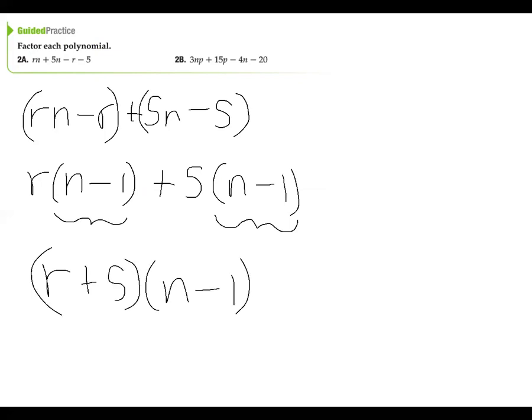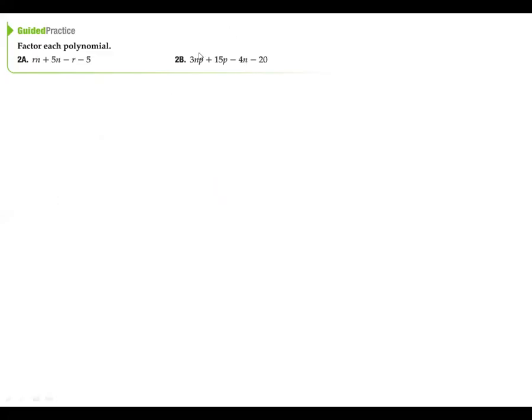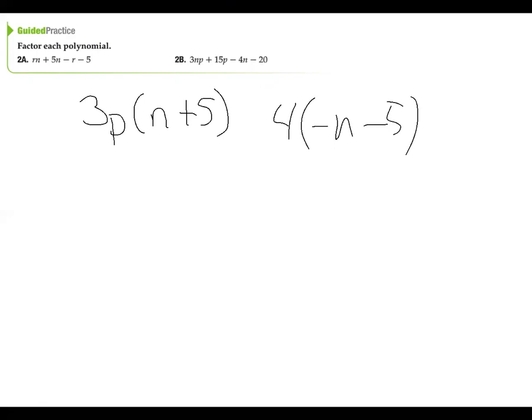So I could write this as r plus 5 times n minus 1. Pretty cool, huh? All right, the next one, you can do it as is, or you can rearrange it. So if you do it as is, both of these have a factor of p and 3. So if I take out a 3p, I would have n plus 5. Both of these have a factor of 4, so if I took a factor of 4 out, I'd have negative n minus 5. Okay? Which doesn't quite line up.